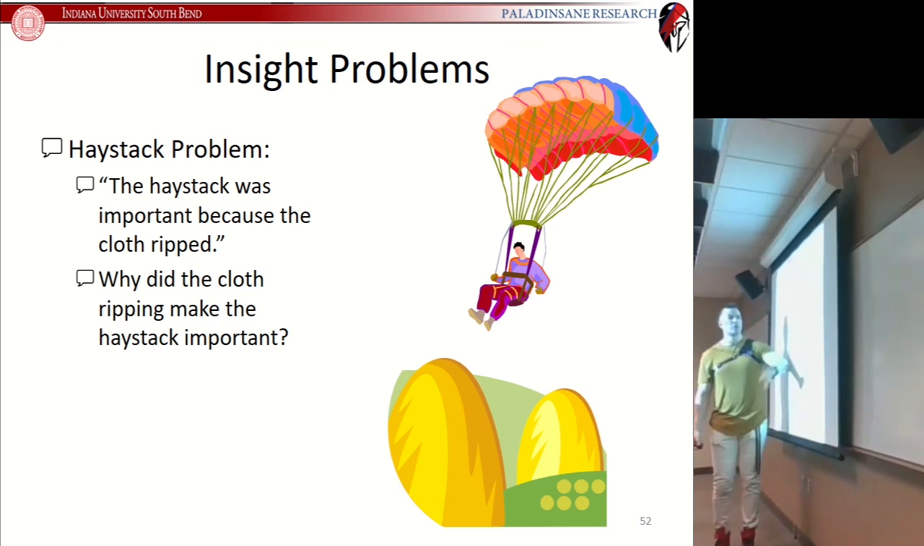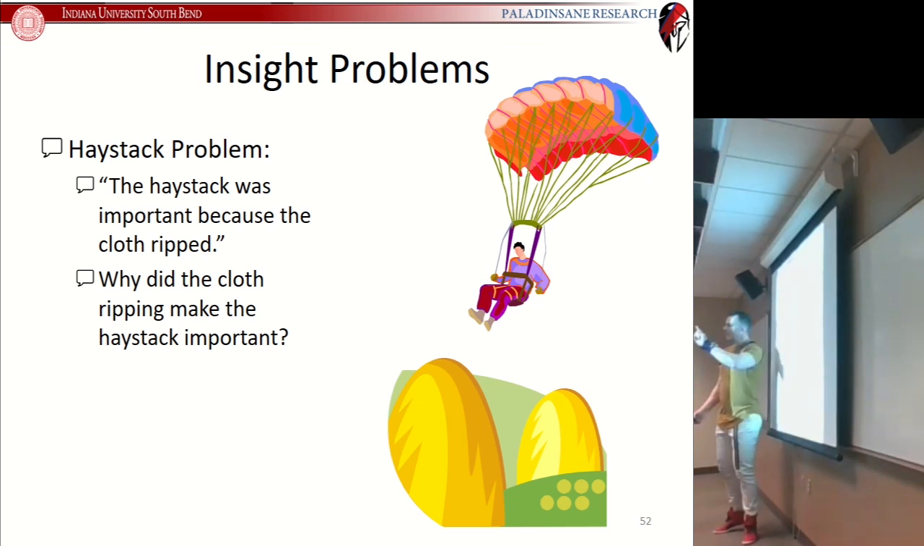That's why the haystack is important. So that's an insight problem. It seems to only take one step, right? It's that one step. The cloth is the parachute. And all of a sudden, you have the entire solution.